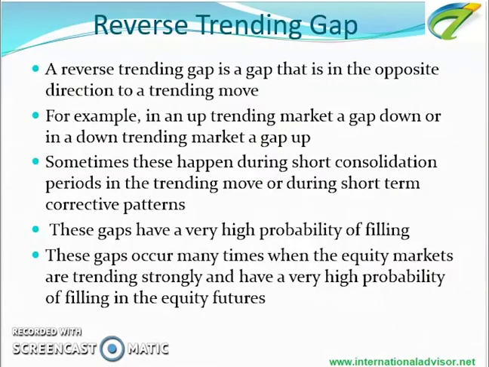Reverse trending gap. A reverse trending gap is a gap that is in the opposite direction to a trending move. For example, in an uptrending market, a gap down, or in a downtrending market, a gap up. Sometimes these happen during short consolidation periods in the trending move or during short-term corrective patterns. These gaps have a very high probability of being filled. These gaps occur many times when the equity markets are trending strongly and have a very high probability of filling in the equity futures.